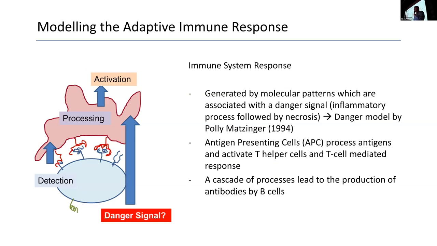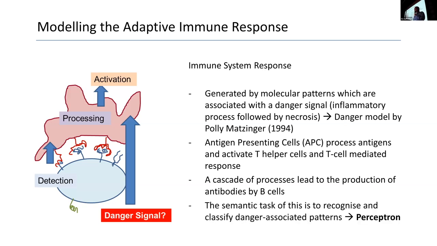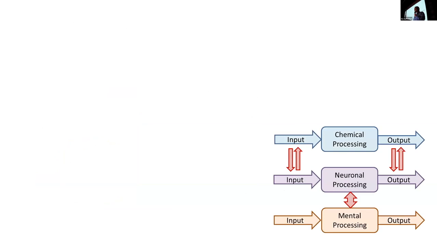In a cascade of processes, then we have a more systemic response mediated by B cells and antibodies. But at the end, when we look to what this system semantically is doing, it's in principle recognizing, detecting molecular patterns and classifying them according to danger signal. And this classifying task can be modeled by a perceptron.